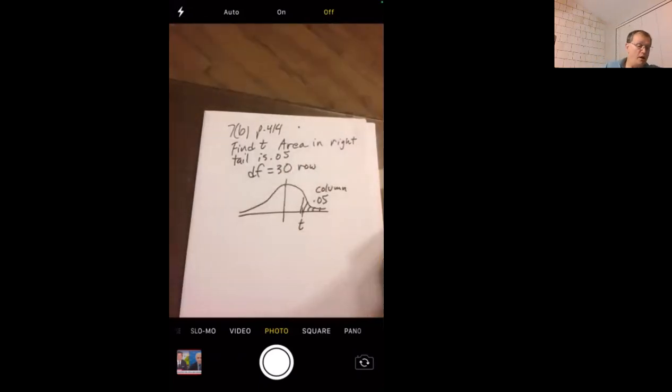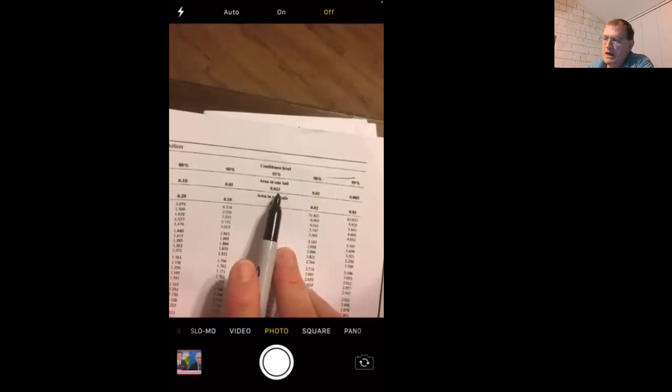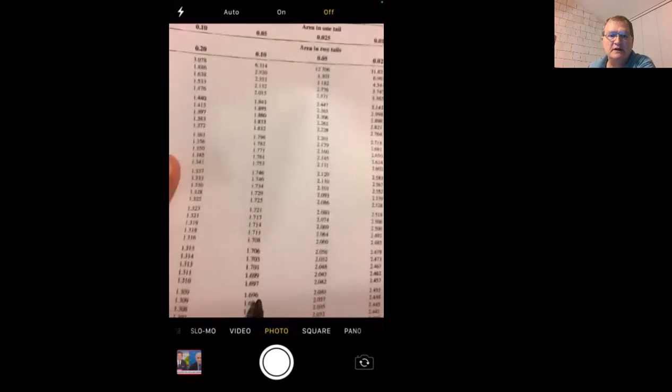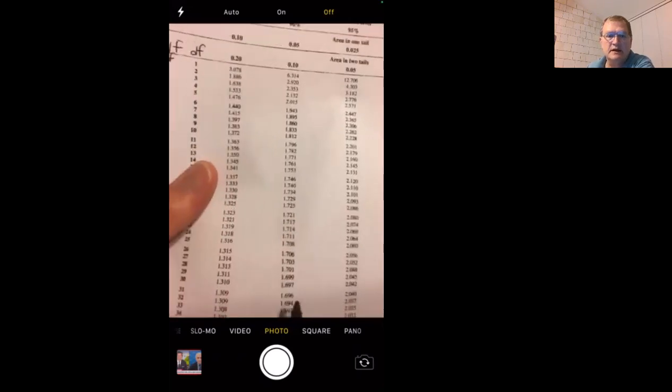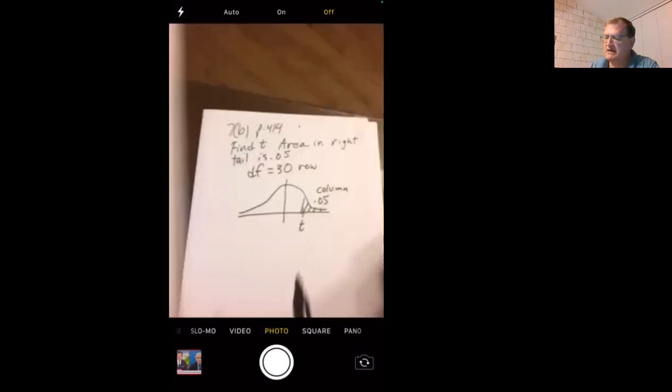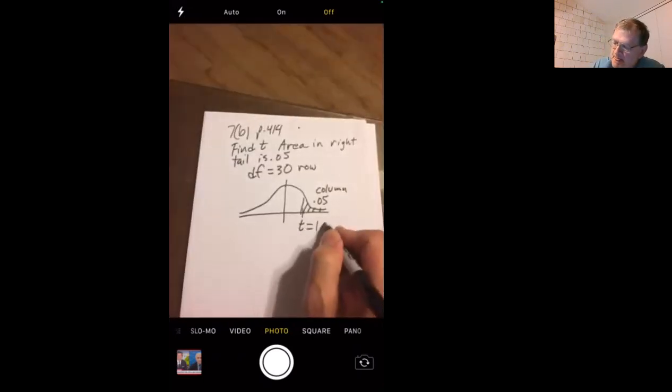So now, area is still area in one tail. 0.05 is the second column over. You see it? And I go down to a DF of 30, 1.697. 30 on, yeah, barely. 1.697 standard deviations.